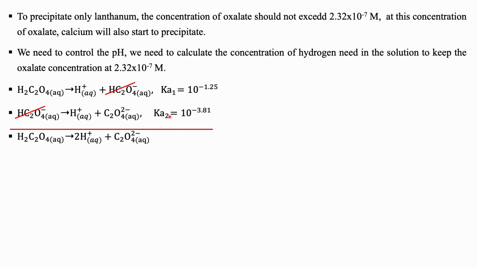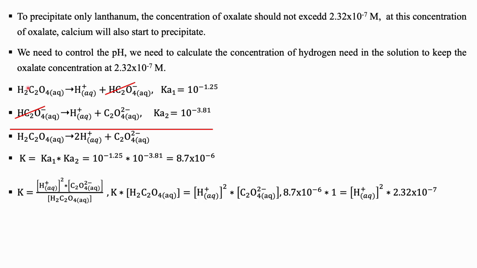Then how do we find the overall K value? We multiply the two values, Ka1 times Ka2. So then we get this value. Now, having this value, we can write the expression of this K: the concentration of H plus raised to the power of 2, times the concentration of oxalate, divided by the concentration of oxalic acid. This was given, this is what you need to calculate, and this was given.